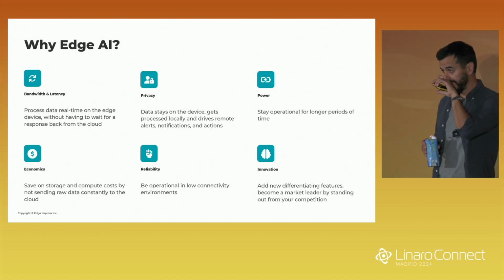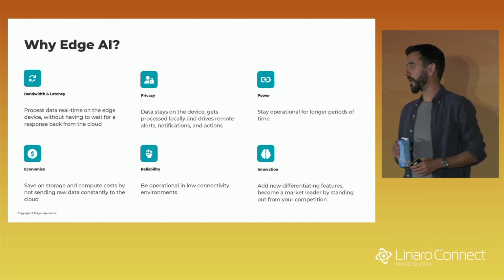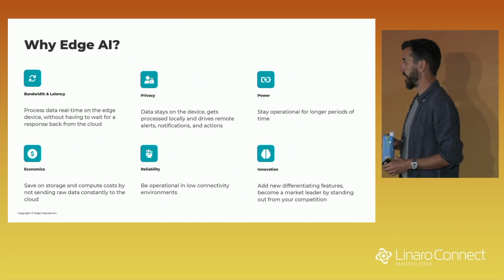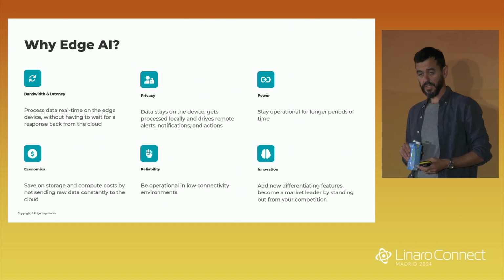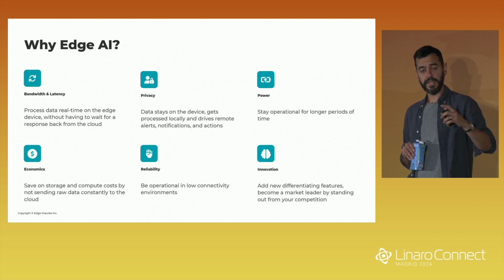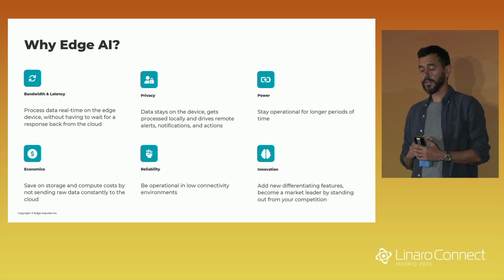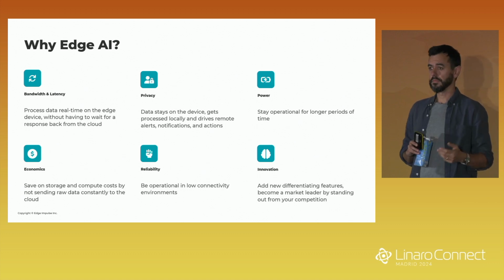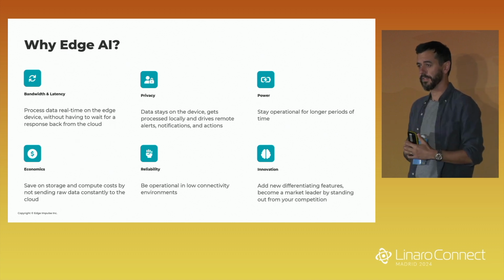So privacy, power. Devices that are out in the field are very power constrained, usually on batteries of some sort. If you start sending data back and forth, you're going to run out of power very quickly. Economics, saving storage and compute costs. You don't have to send the raw data, store it, verify it.